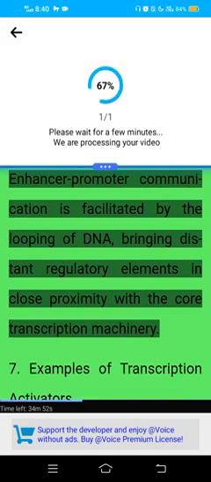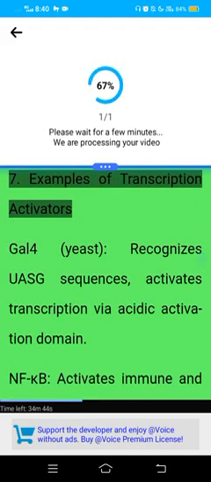Enhancer-promoter communication is facilitated by the looping of DNA, bringing distant regulatory elements in close proximity with the core transcription machinery. 7. Examples of transcription activators.